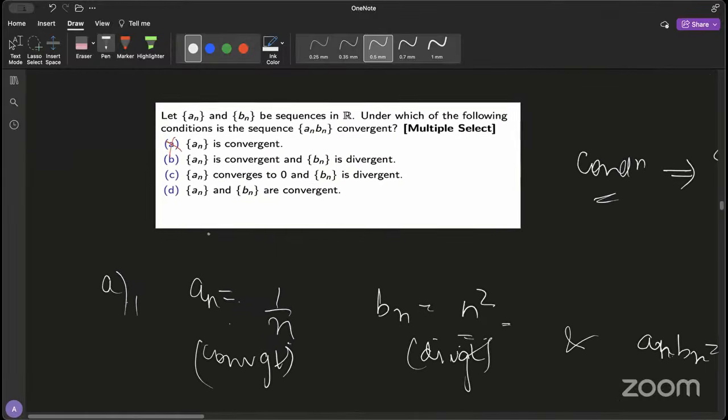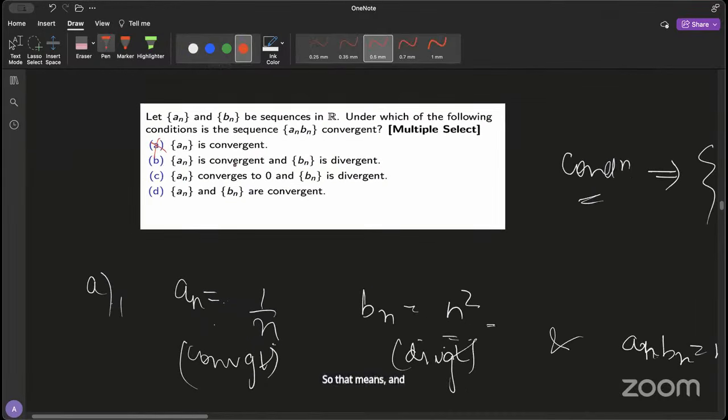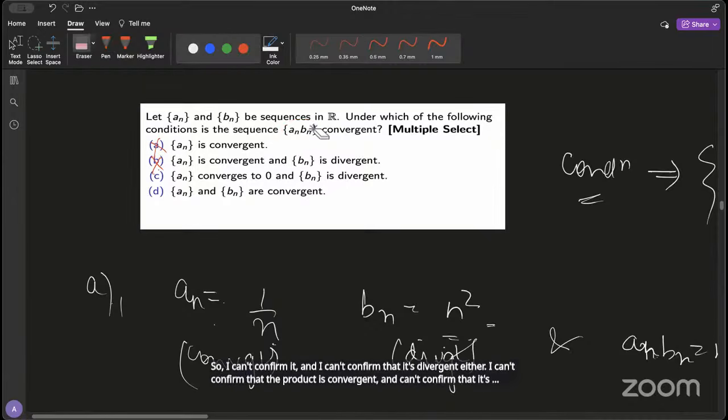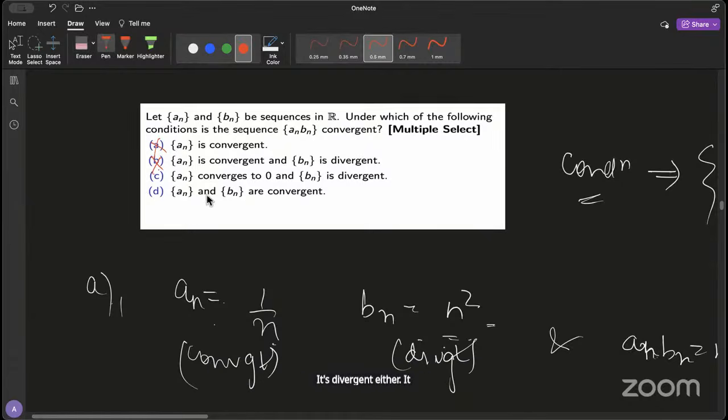So this one says that if an is convergent and bn is divergent, can I confirm that an bn is convergent? I can't confirm it, and I can't confirm that it's divergent either. It can be convergent or divergent depending on the sequences you've chosen.